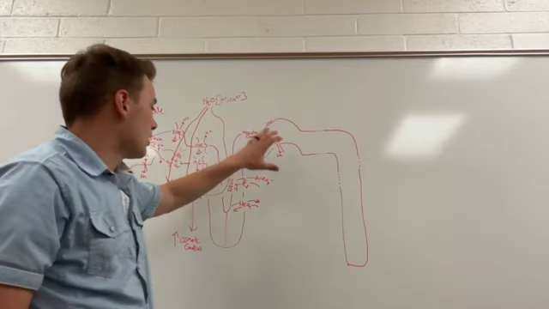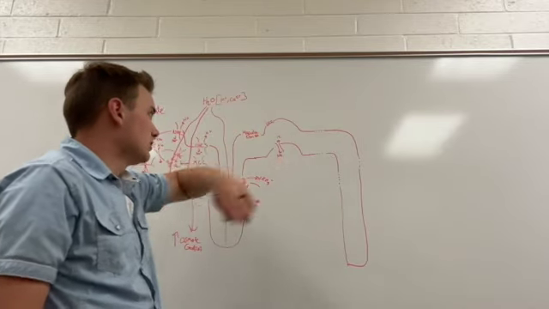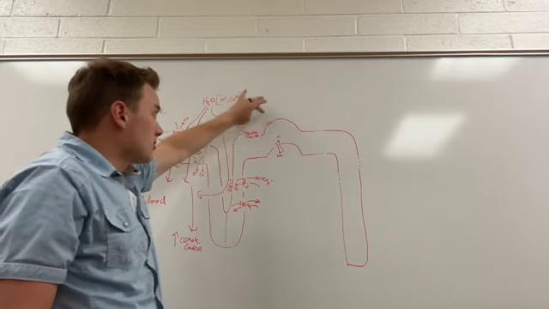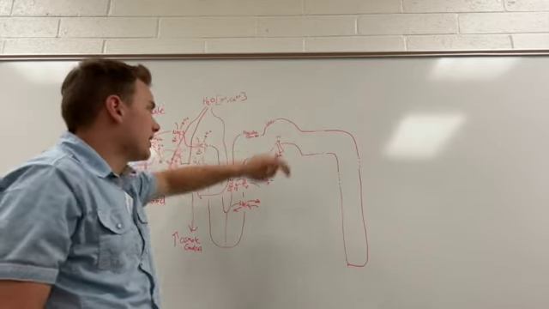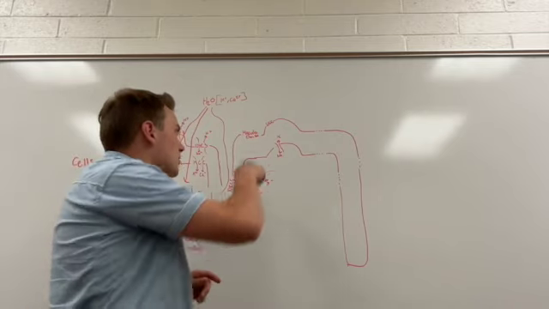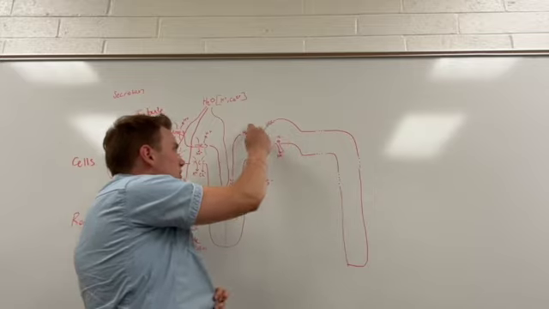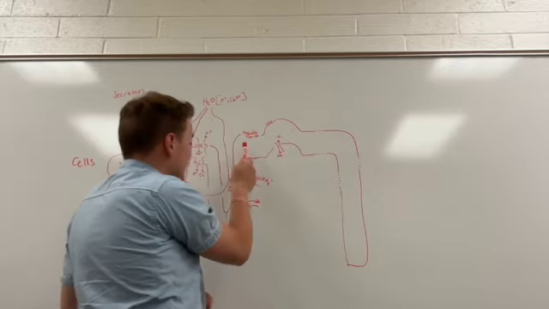Then we get to our distal convoluted tubule, and it has an NCC, so now we're bringing in one sodium and two chloride anions, and we're pumping out still more sodium and potassium just like we were before. But there is one important factor here. We have macula densa cells.